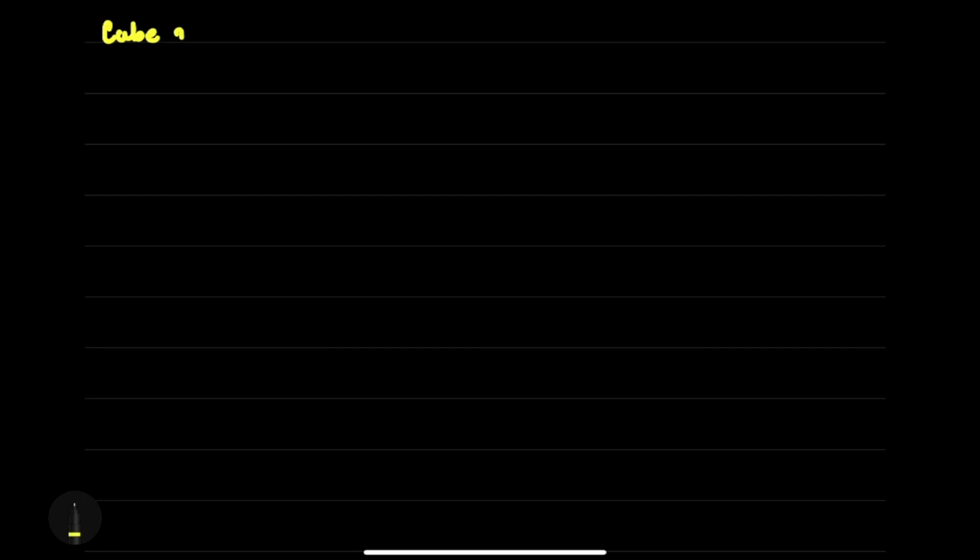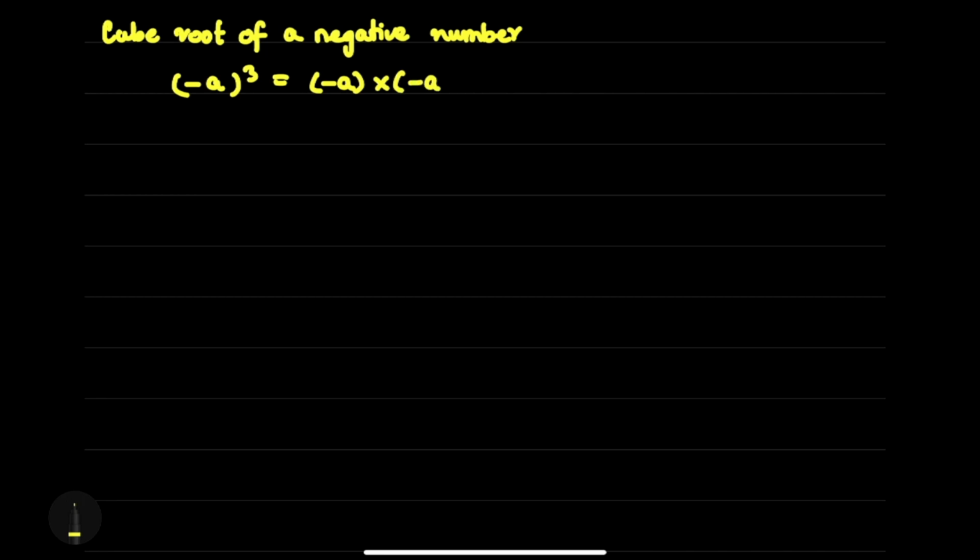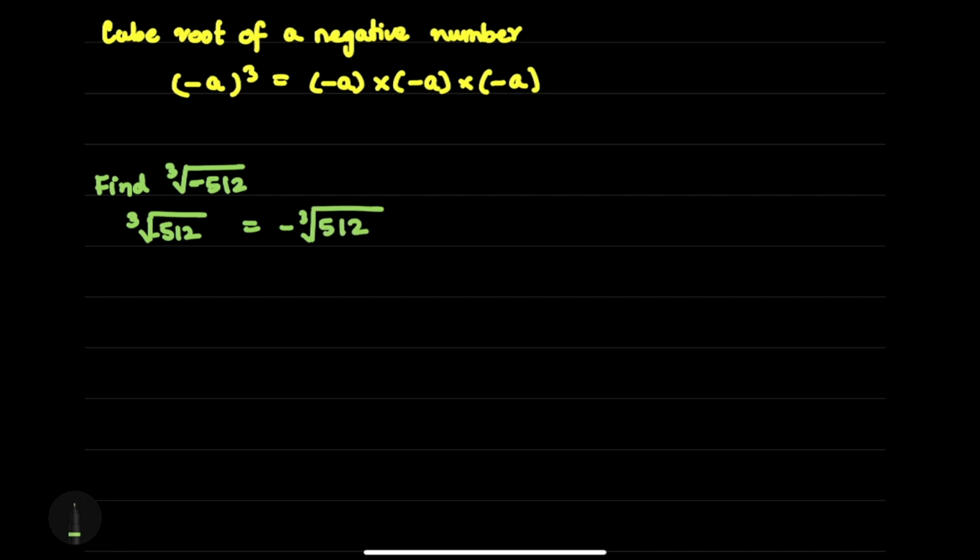Now let's look at the cube root of a negative number. So let's say we have a cube minus a cube. That would be minus a into minus a into minus a. Let's use a very quick example. So we'll find the cube root of minus 512. For doing this, we need to understand that we can take the minus out of the cube. So this would again become minus of the cube root of the positive 512.